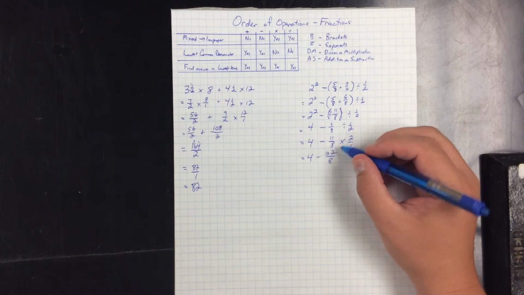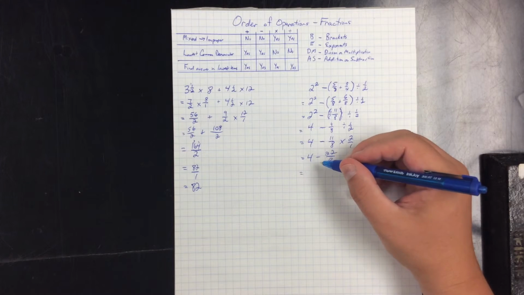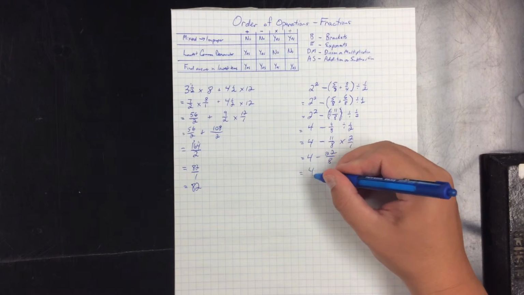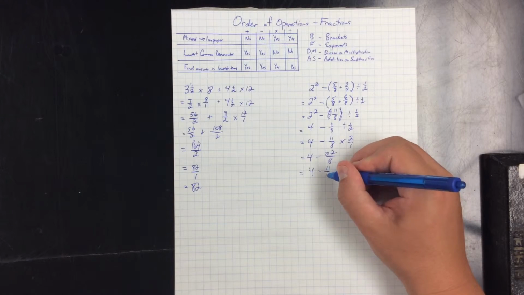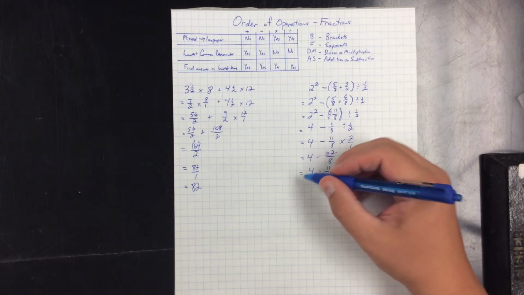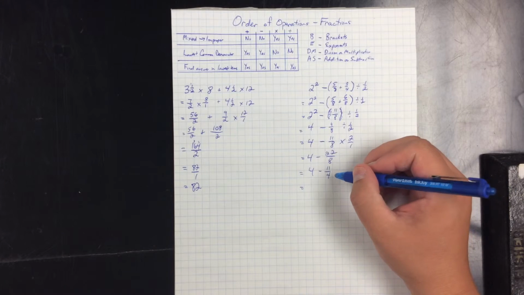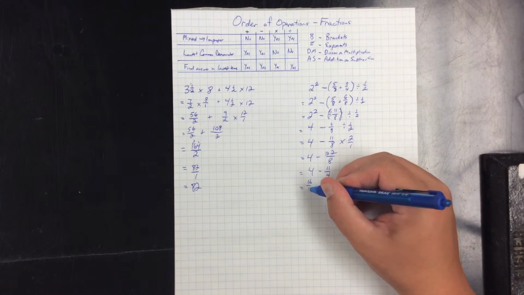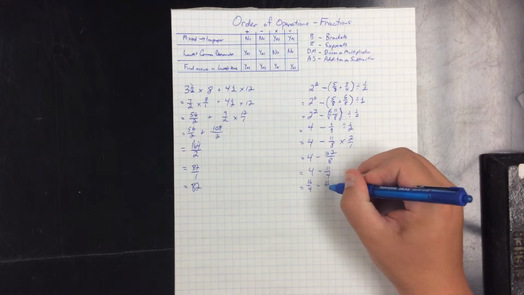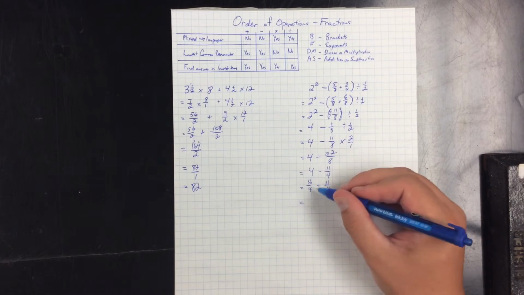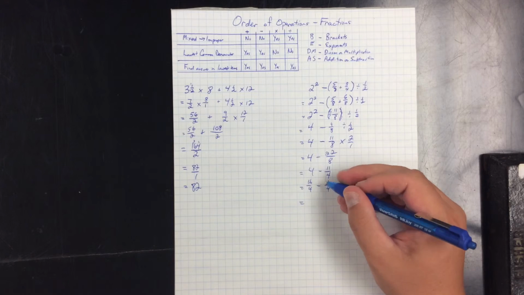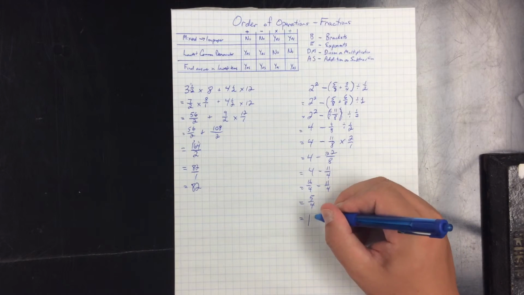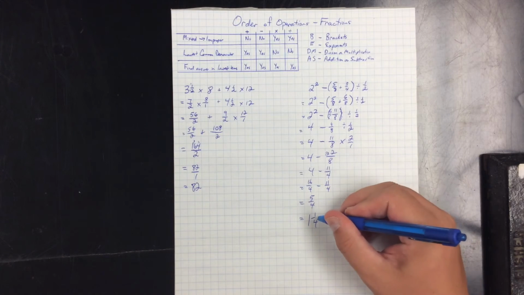Okay, 22 over 8, those both divide by 2. So let's go 4 minus 11 over 4. And I could make this improper. I think I could make this 16 over 4. That might be easier. Minus 11 over 4. 16 minus 11 is 5. So I end up with 5/4, which reduces to 1 1/4.